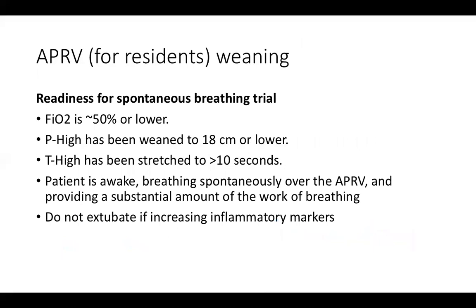Once your patient has a FiO2 of less than 50% and a P high of less than 18 with a T high of more than 10 seconds, because you've dropped the P high and extended the T high, then you can think about a spontaneous breathing trial. The only thing about that in this coronavirus patient, if they have increasing inflammatory markers, it has been shown that there's a high rate of reintubation, so maybe don't extubate if you have this happening. Next slide.